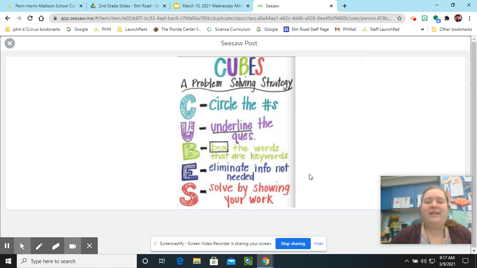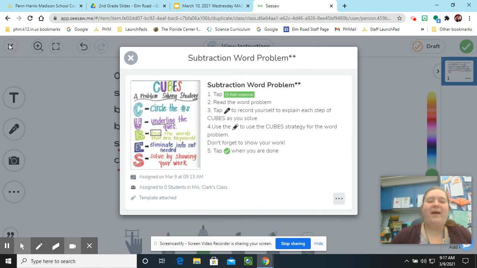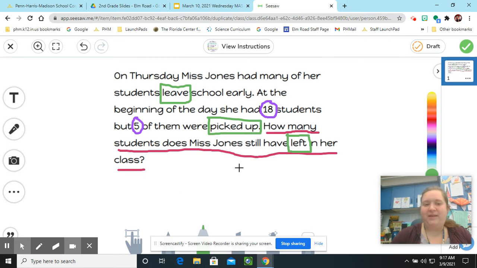Okay, now the E part of the cubes strategy is to eliminate. Eliminate means get rid of. So we're going to eliminate information that's not needed for us to solve the problem. So let's go back and see if we can find some information to eliminate. All right, so I think that we can probably eliminate on Thursday, Miss Jones had many of her students. We could eliminate that. We know that there are some students leaving early.